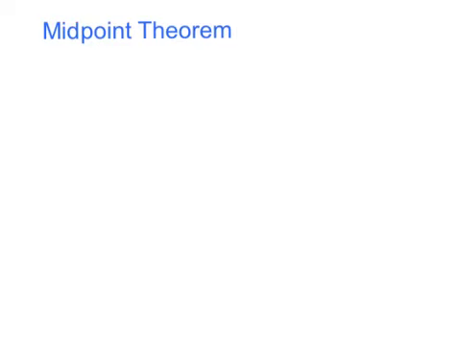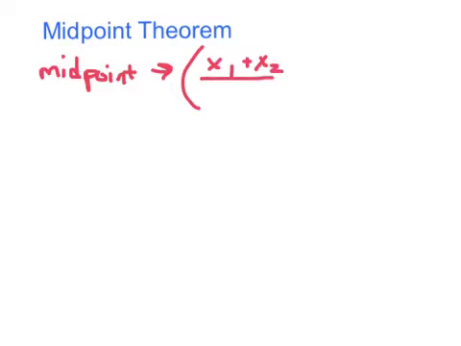When I look at the midpoint theorem, it's actually a little bit easier. The midpoint between 2 points is given by averaging the two x values, in other words, adding them together, dividing by 2, and then adding the y values and dividing by 2. Why does this work? Let's look at an example.